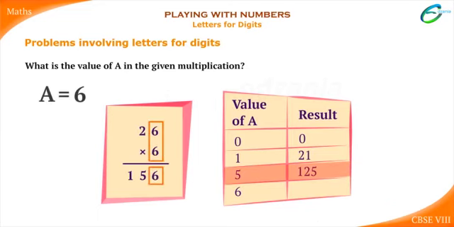Yes, this works. On taking A as 6, 3 is carried over to the tens place. On multiplying 2 and 6, and on adding 3 to the product, we get 15. Thus, all the given conditions are satisfied. So the answer is 6.